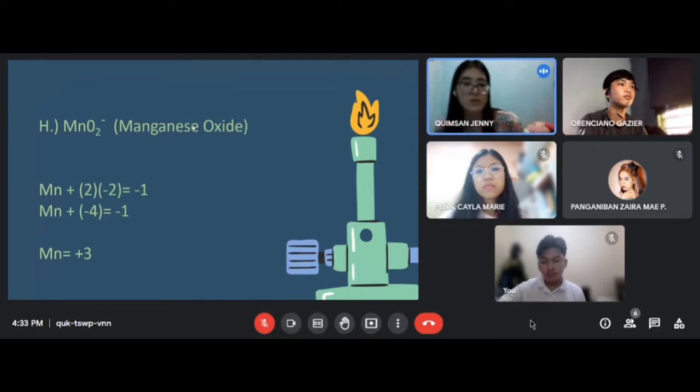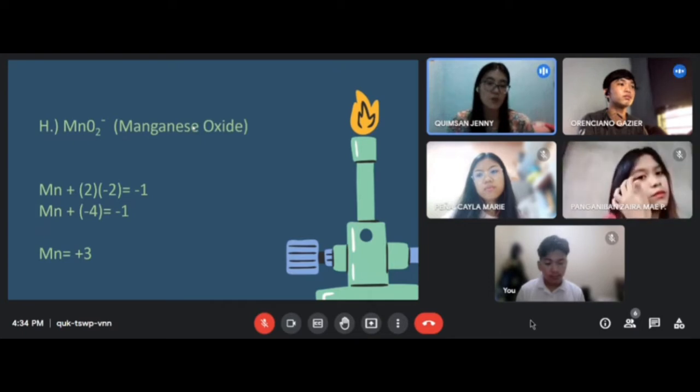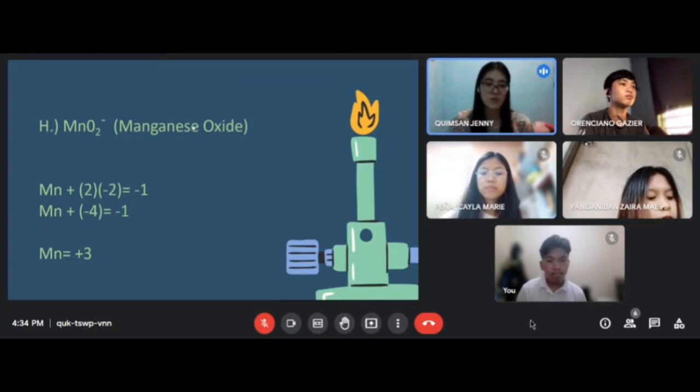And, manganese oxide din. Kanina, sa general rule, pag polyatomic ion, negative 1. So, kailangan ang oxidation number is mag-equal sa -1. Kaya ang magiging sagot natin ay ganyan. So, oxygen is like, katulad na kanina, -2 times 2 is -4. Para maging -1, kailangan natin ng +3, plus -4 equals -1. Sa checking, Mn is +3, -2 times 2 is -4, kaya -1. So, tama yung ating answer na +3.